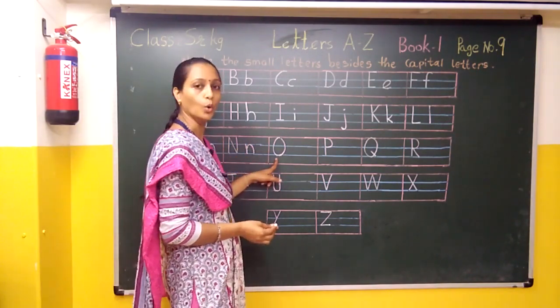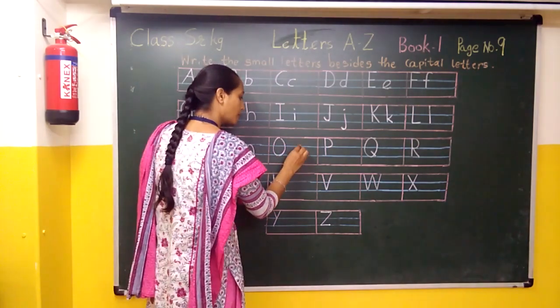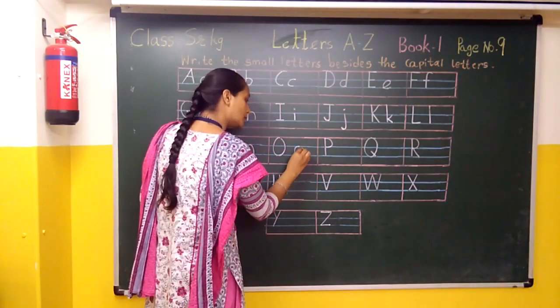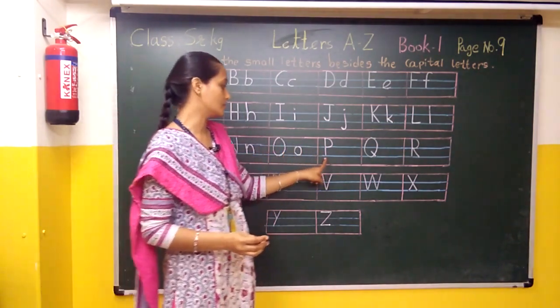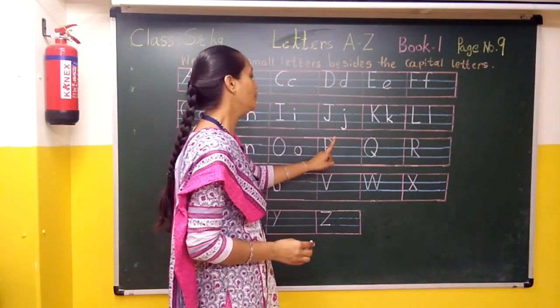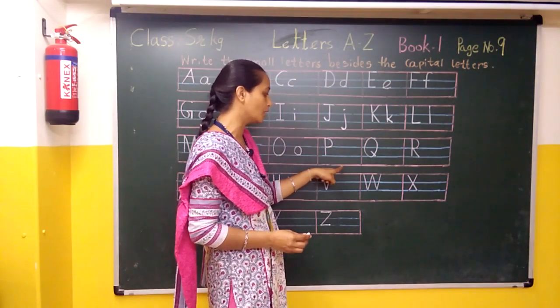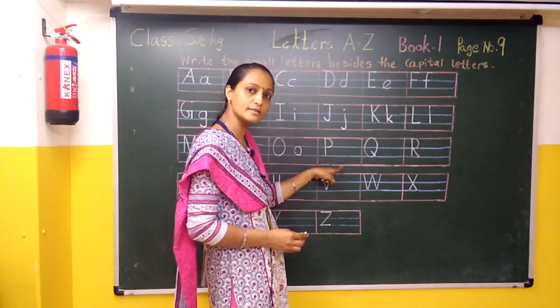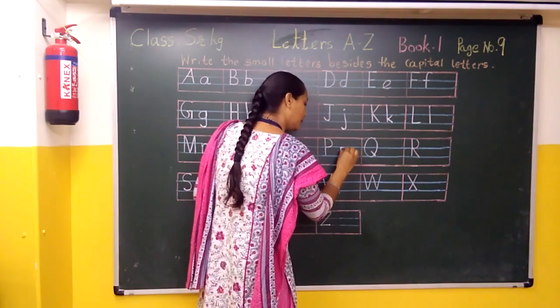Now this is O. We have to write small o in this. We have to write between these two blue lines. Small o. Now this is capital P. Now we have to write small p. We have to start from the second line and then touch the fourth line, that is red line. This is small p.